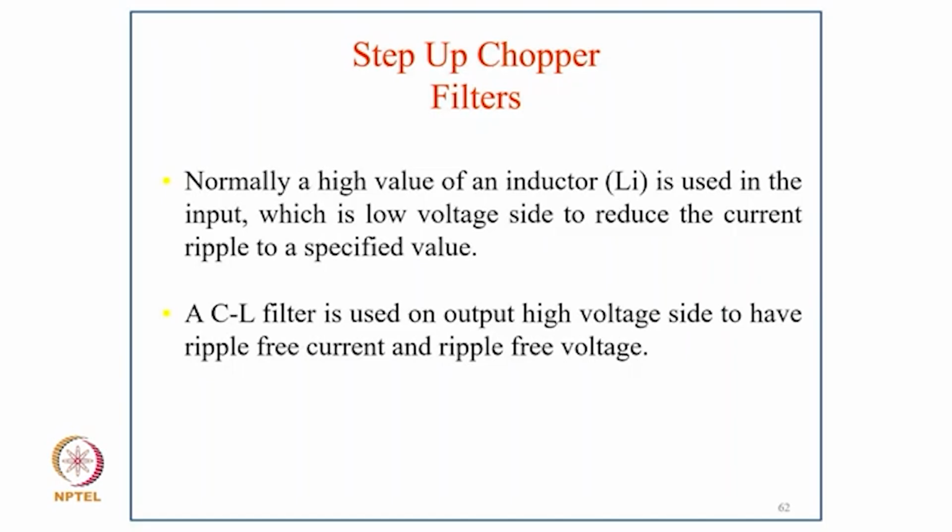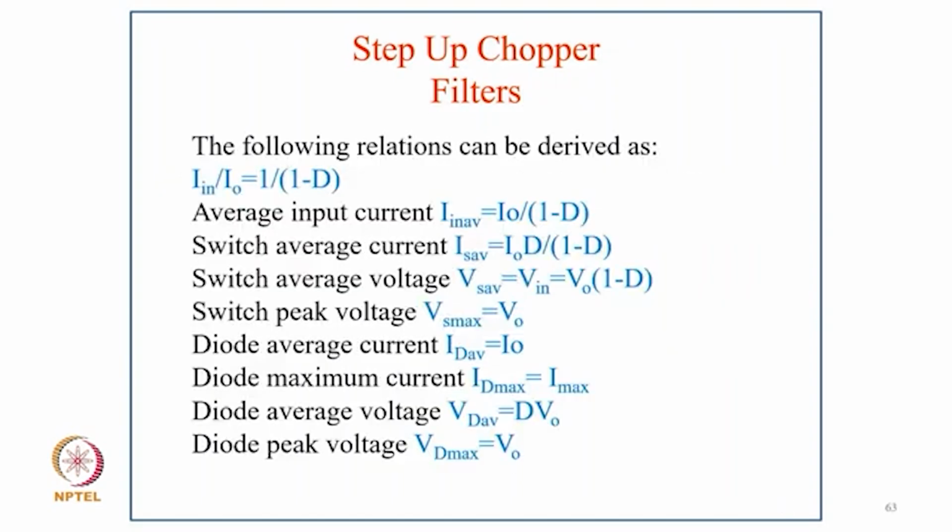Now coming to filters of step-up choppers: normally a high-value inductor is used at the input, which is the low-voltage side, to reduce the current ripple to a specified value, and a CL filter is used on the output side to have ripple-free current and ripple-free voltage.